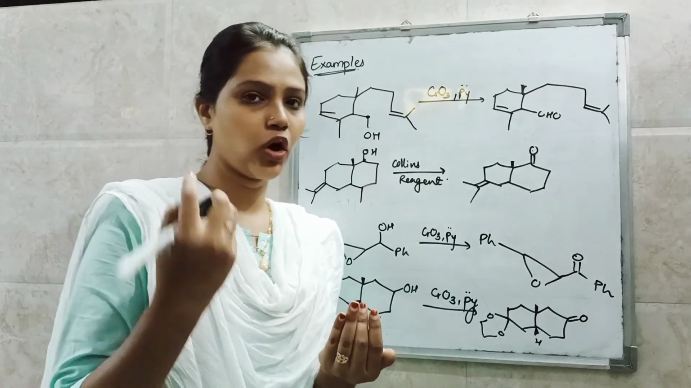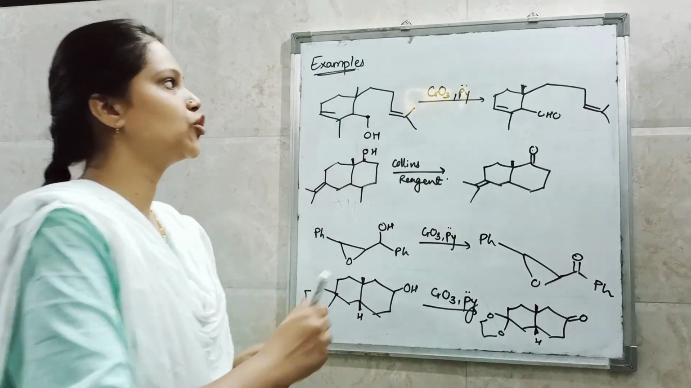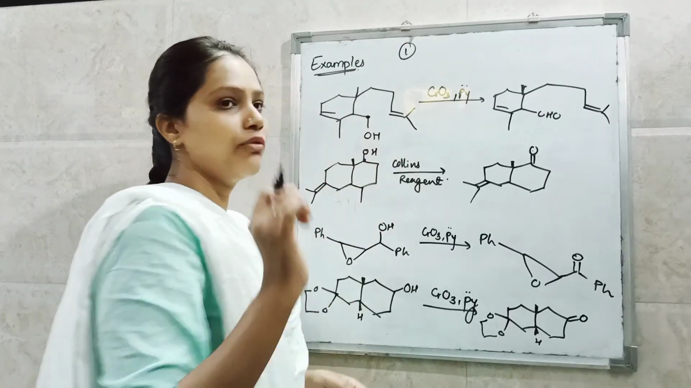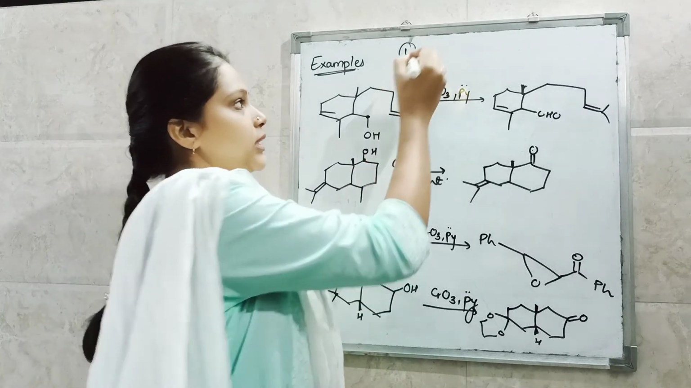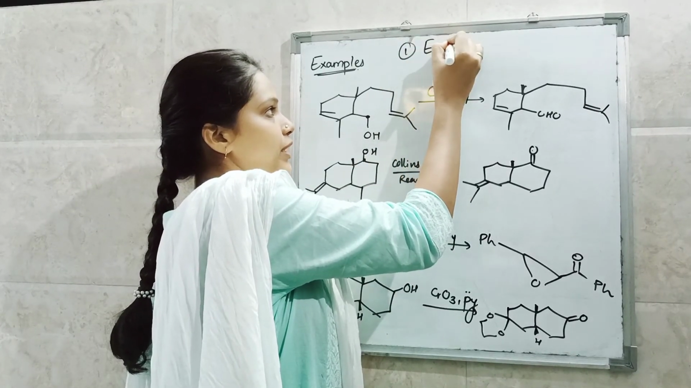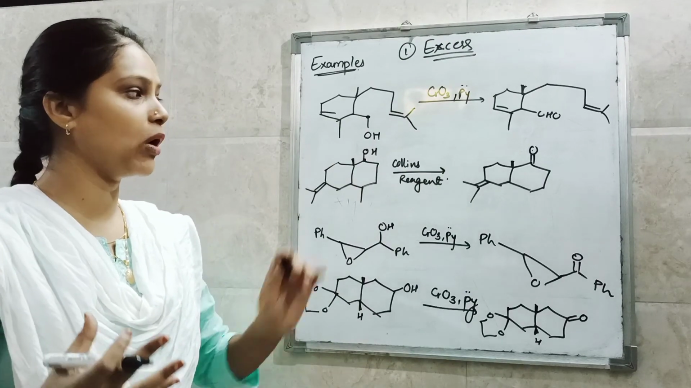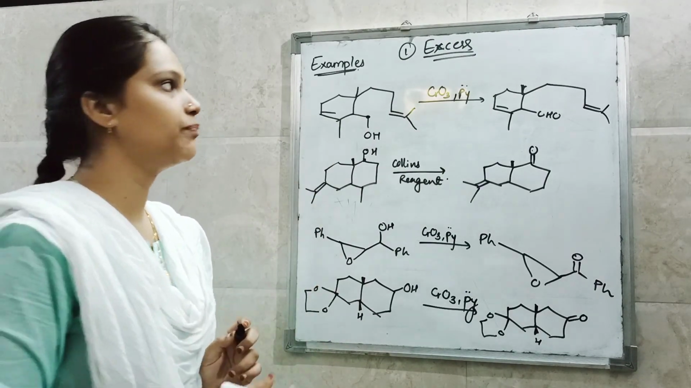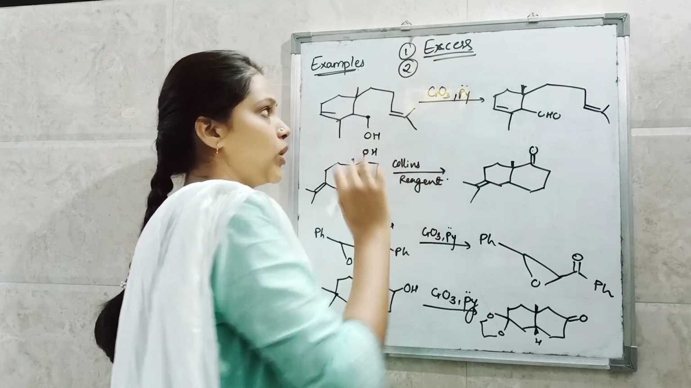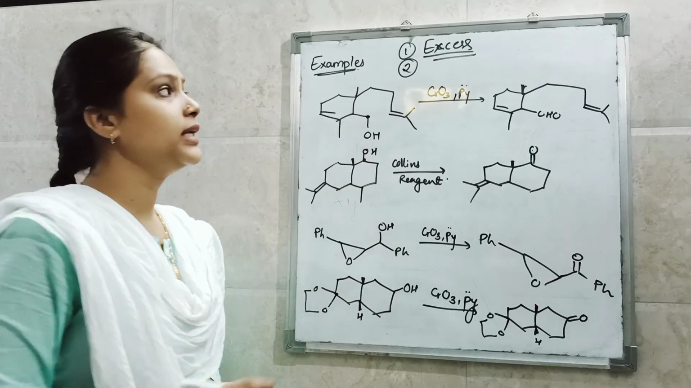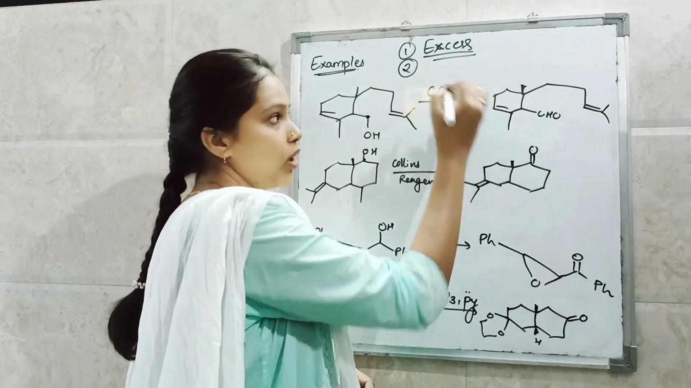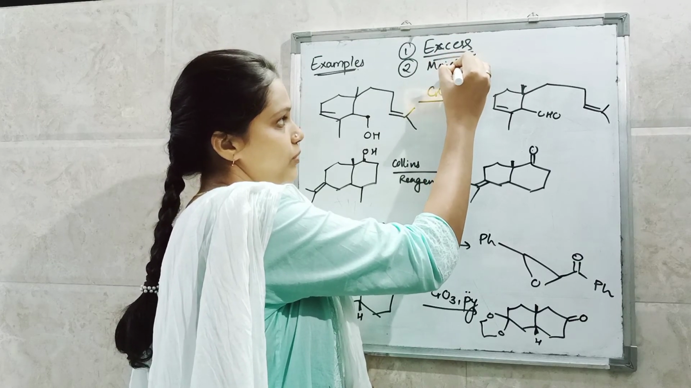Then what is the drawback of Collins reagent? There are two drawbacks of Collins reagent. Firstly, Collins reagent is required in excess quantity, so you have to take an excess amount of reagent to oxidize alcohol. Then the second and most important point is that it is water sensitive, or you can say moisture sensitive.